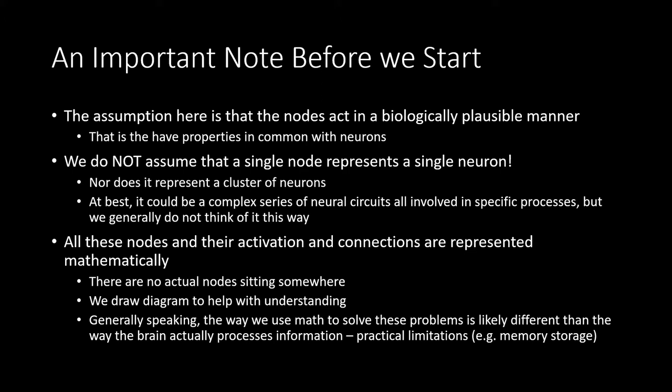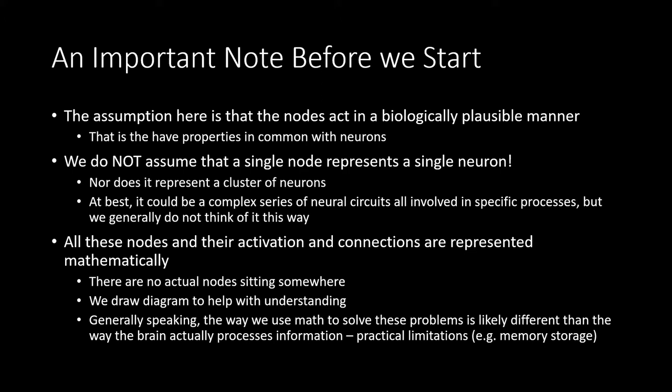If you had to think of a brain circuit comparison to a feature net, at best you could say that one node corresponds to a complex series of neural circuits all involved in a specific process, but even then we generally don't think of it in this manner. Largely we're just thinking about it as how can we get a network without a central controller to operate in smart or biologically equivalent manners. By that I just mean in manners we see in the world that is conducted by life.